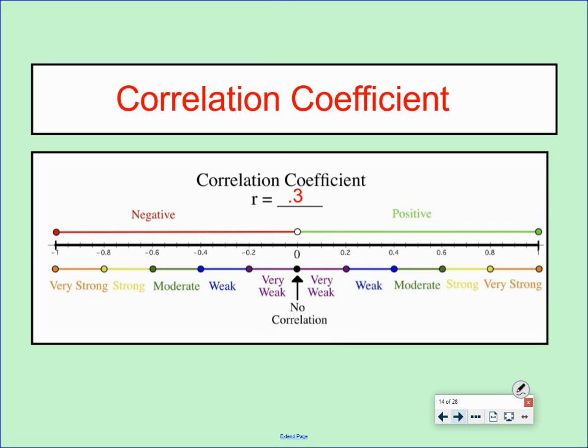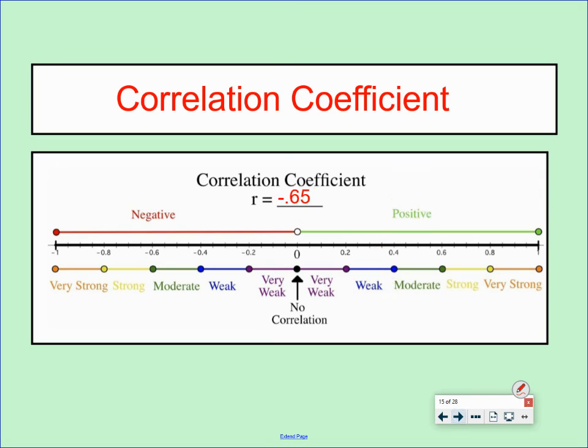I'm going to now just tell you, say we had a correlation coefficient of 0.3. Where does 0.3 fit on this graph here? Look over here and we see, oh, 0.3 would be right here. So if we had a scatter plot with two variable data that had a correlation coefficient of 0.3, how would we describe that? We would describe it as positive, and the 0.3 is weak. So it's positive and weak.